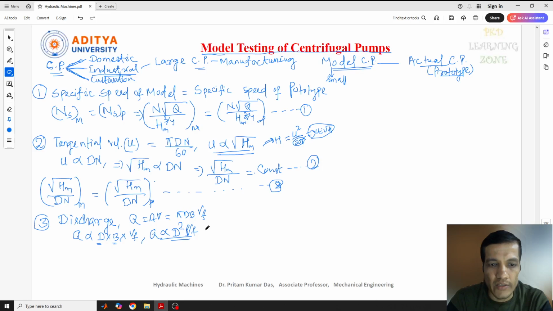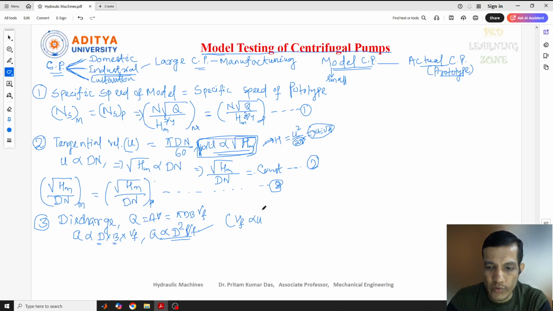This is one, and as I told you, u is directly proportional to root over of hm. Here vf also, because the tangential velocity and the absolute velocity are proportional to each other. So I can write vf is also proportional to root over of hm. Actually, vf is directly proportional to u and directly proportional to this one also.